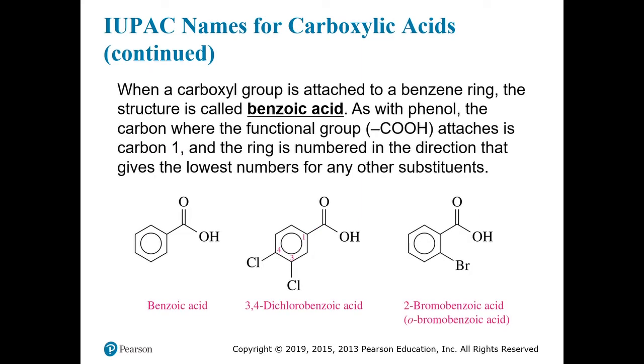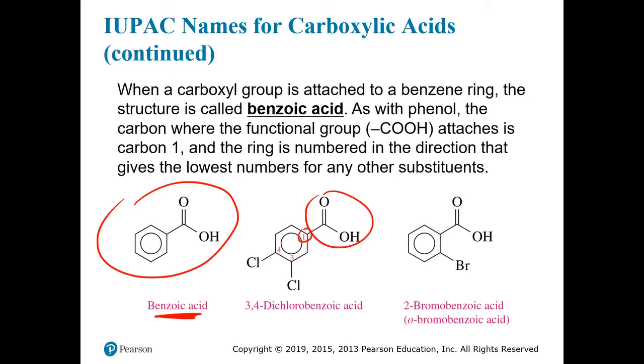When a carboxylic acid group is attached to a benzene ring, like you see here, this is specifically called benzoic acid. And this is another special case of an aromatic derivative that you need to remember the specific name for. As with phenol, the carbon where the functional group attaches is carbon number 1. In phenol, the functional group was an OH. Here, it's an entire COOH group. But nevertheless, the carbon where it attaches is number 1, and then you again count the shortest distance to any other substituents that are present.